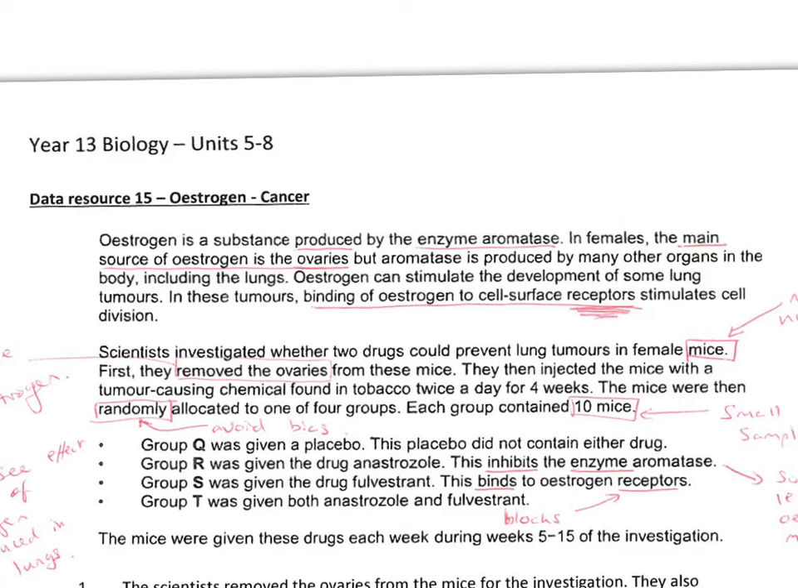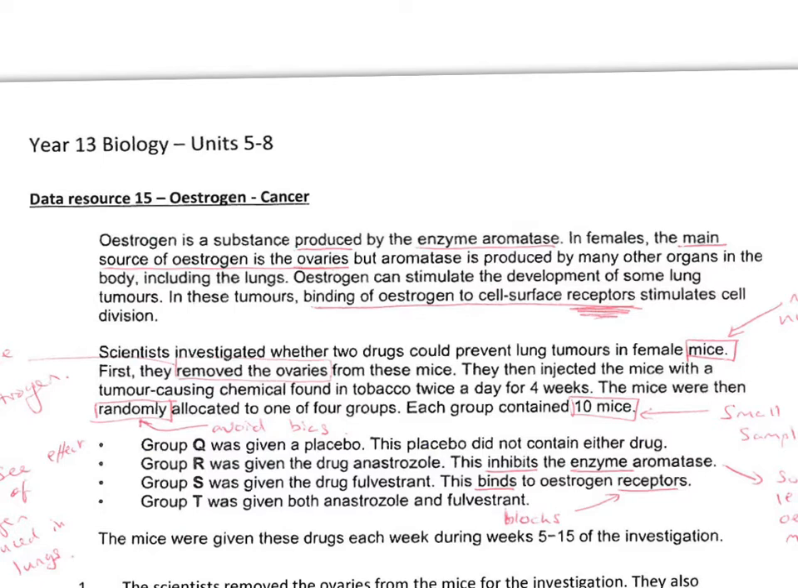Okay, the last data resource in the Year 13 data book is a really good resource to use to test to see if you can actually look at what you're given and work out what's going on. Most of the answers can be got from either the text or the data that you're given. So we'll start off with, so it's about oestrogen.